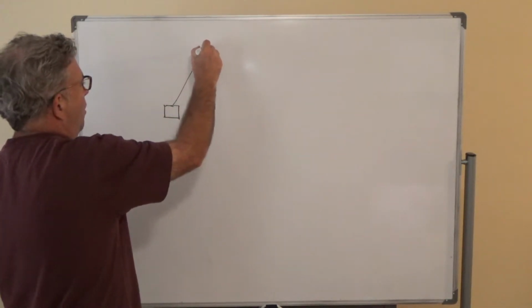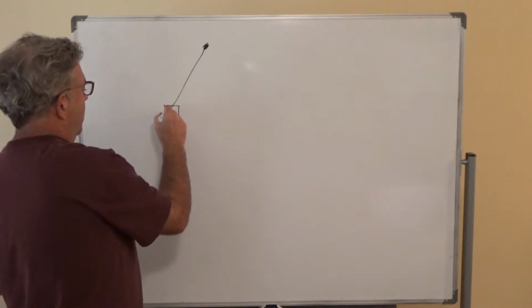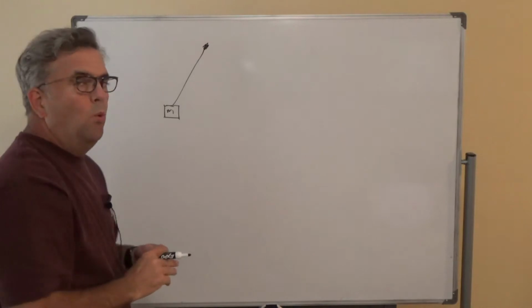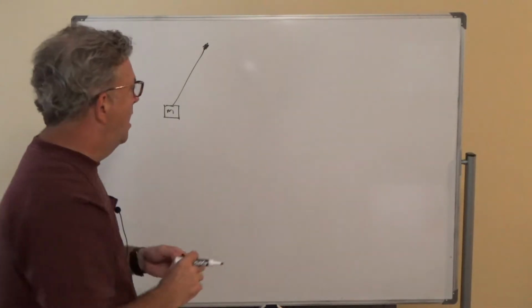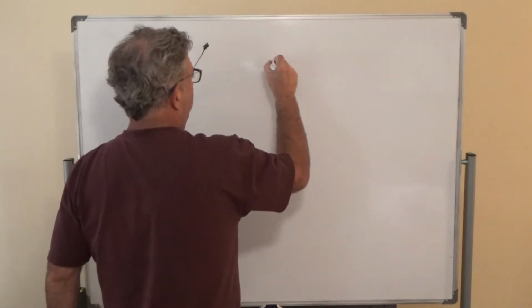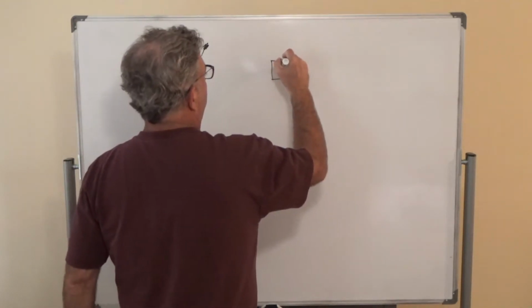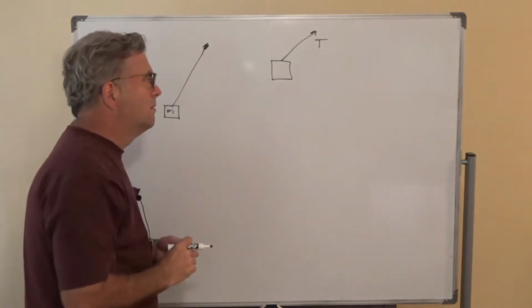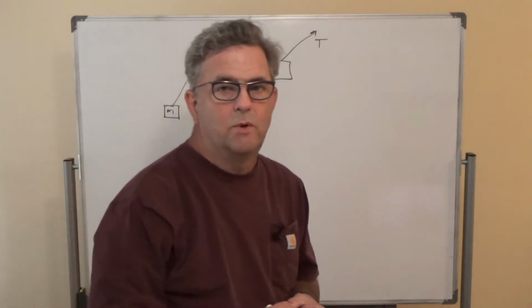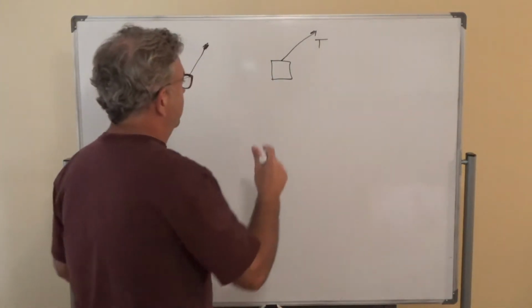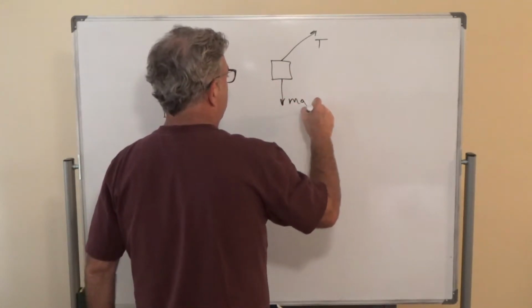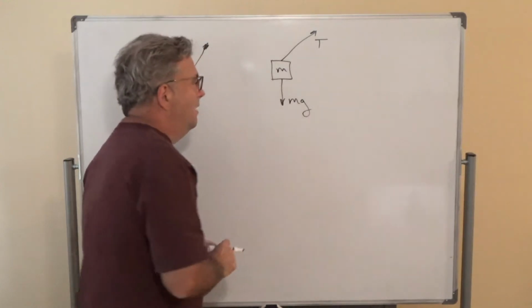So something's holding it up here. This is an object of mass m, okay? What forces are acting on this object? Let's draw a free body diagram. Well, there's definitely some tension in the string, okay? Tension in the string, and there's also gravity. Anything else acting on the object?